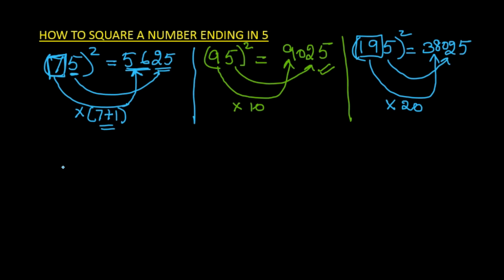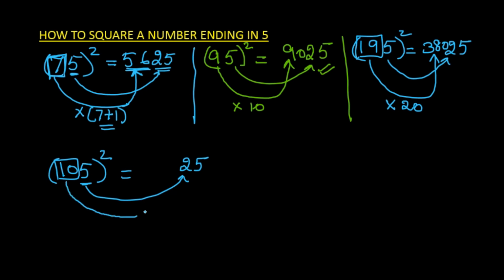Let me give you one question. Say 105 square. You can pause the video here and try solving the question yourself. Now let us see what answer we get for this. This 5 will yield us 25. The number that is left after removing the 5 is 10. 10 will be multiplied by a number which is 1 more than 10, which is 11. So you multiply 10 by 11, which gives you 110. So your answer is 11025.